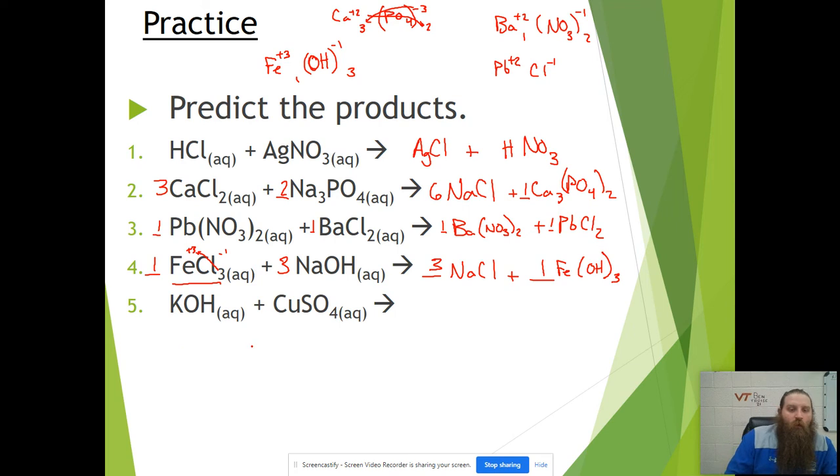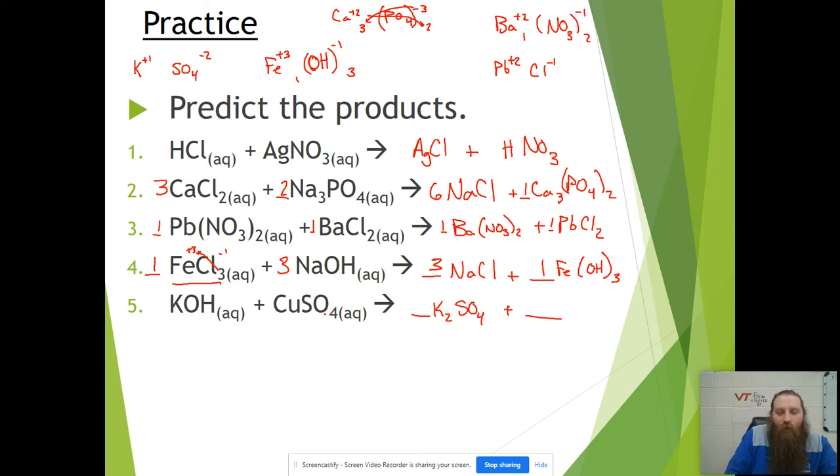Way better. All right, last one, copper and potassium. So they're going to switch partners. So we're going to have K and we're going to have SO4. So we know that K is +1. We know SO4 is 2-. So we're going to have K2SO4. And then we're going to have copper, which we need to uncross the charges.